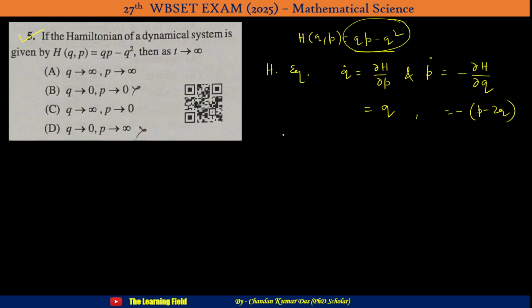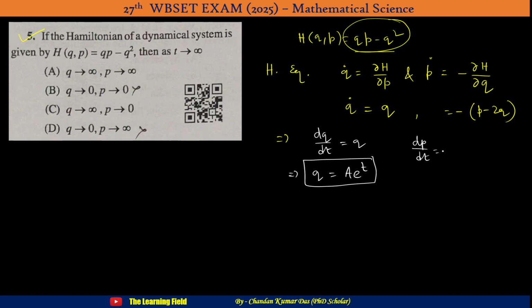Now we have to solve these two equations. q dot = q, which is a very easy ODE: dq/dt = q. So the solution is q = A e^t. Now p dot = -(p - 2q), that is dp/dt + p = 2q, which is 2A e^t. This is the very standard form of a first order differential equation.